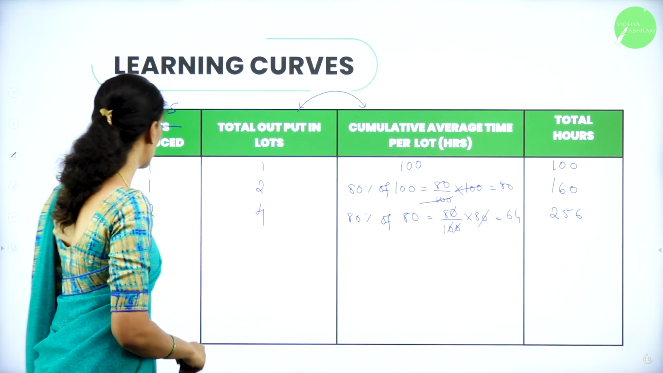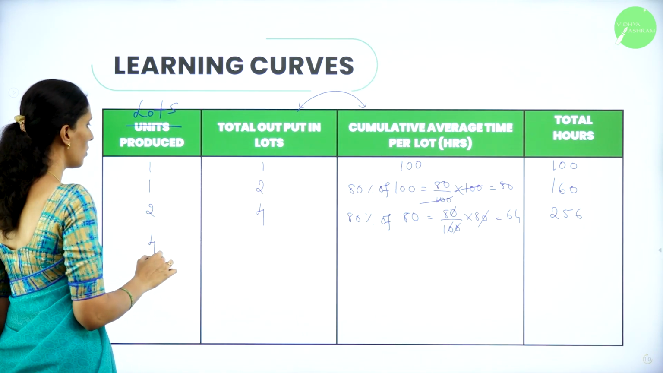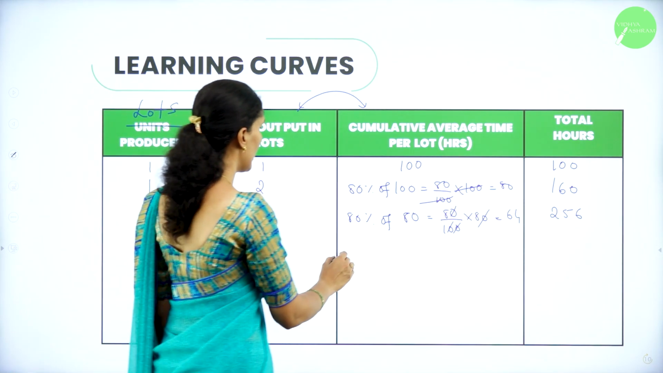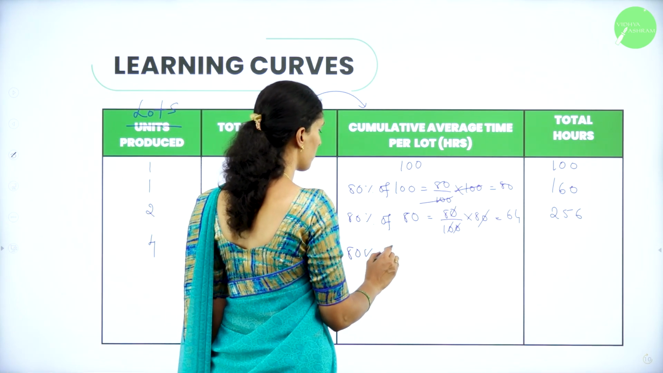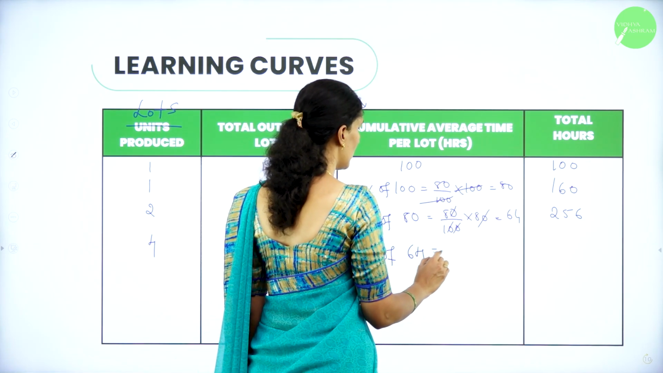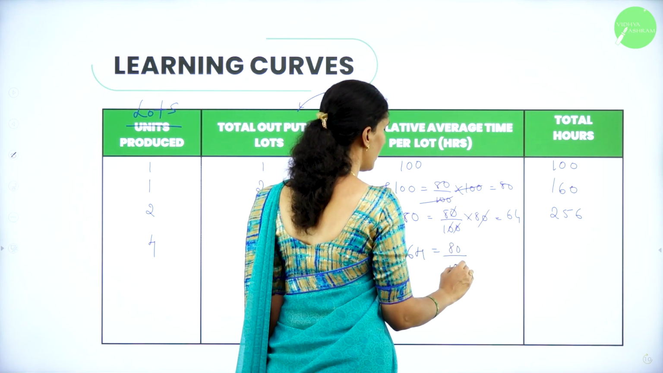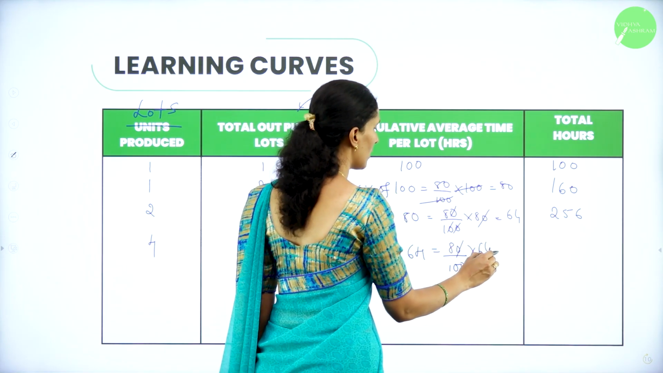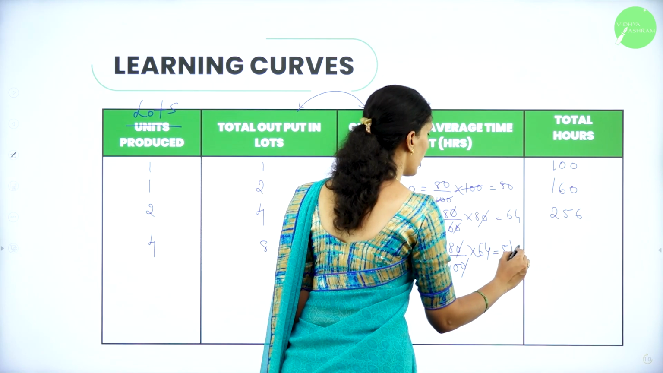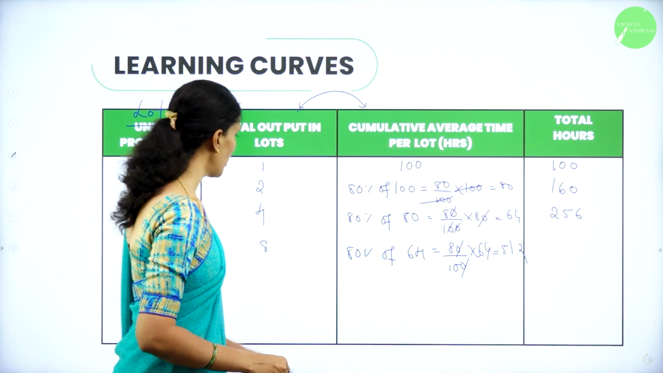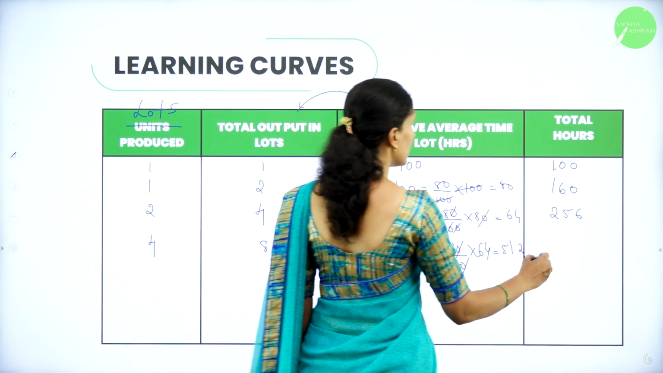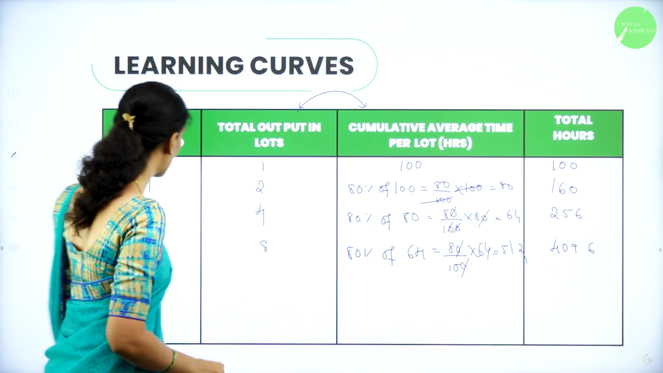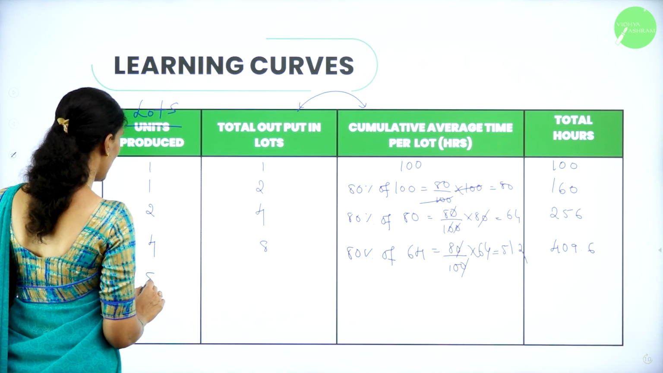256. Next, units produced is 4. Total output is 8. Next, 80% of 64. That is 80 by 100 into 64, which is equal to 51.2. So 51.2 into 8. So that is 409.6.